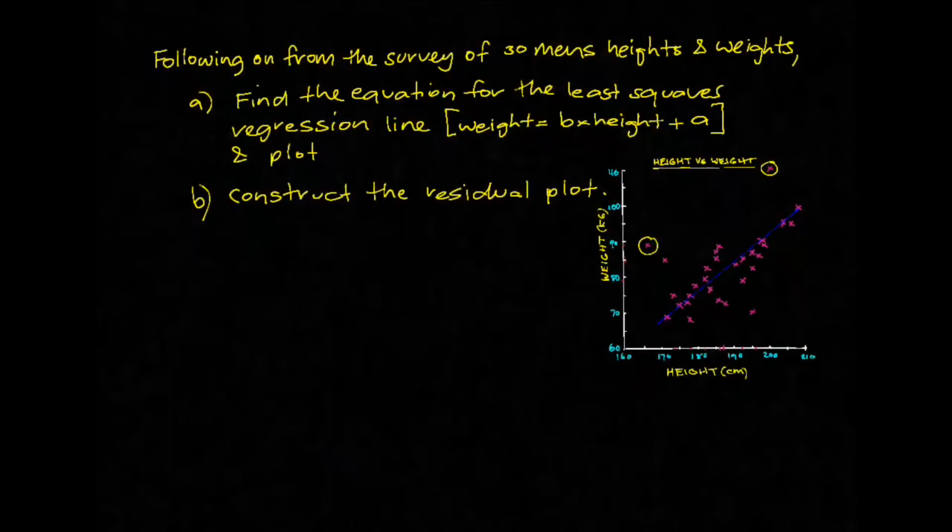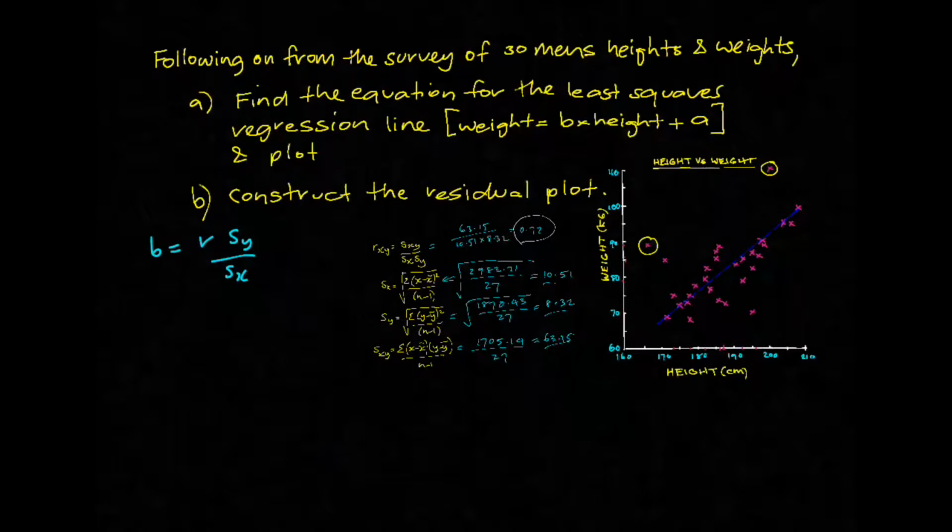Following on from the survey of the 30 men's heights and weights, find the equation for the least squares regression line, weight equals b times height plus a, and construct the residual plot. So we have to calculate b first. B equals r sy on sx.